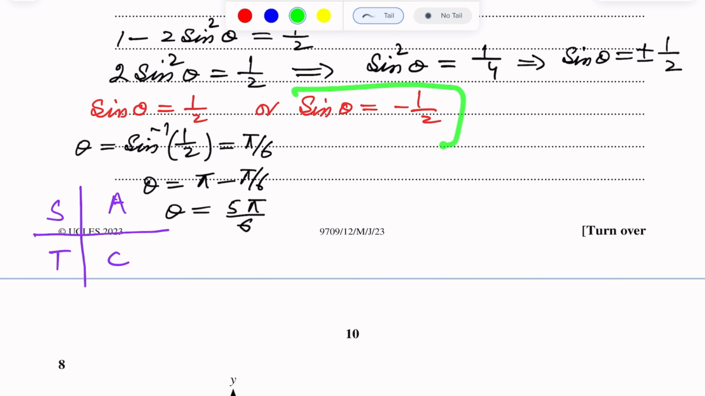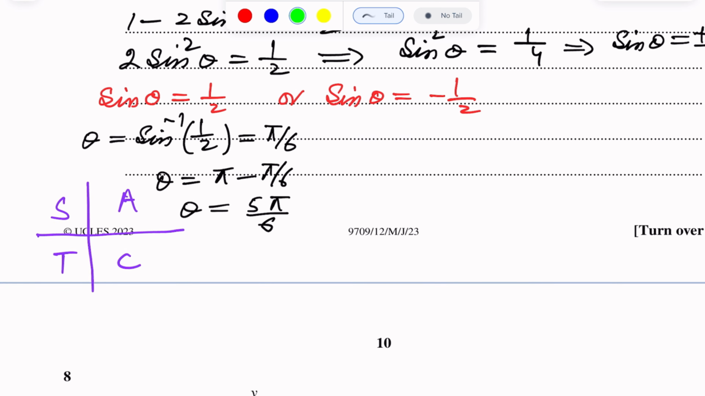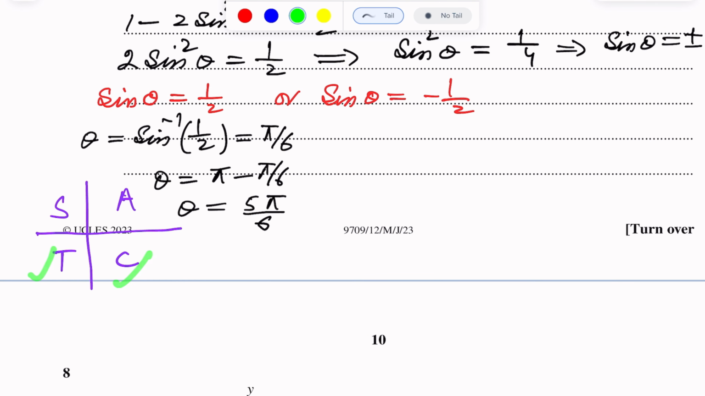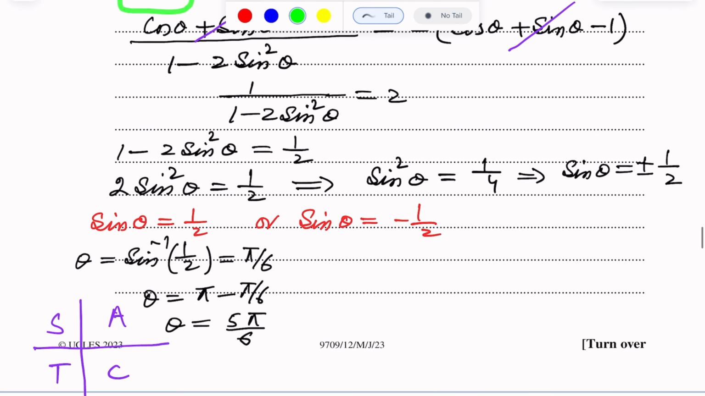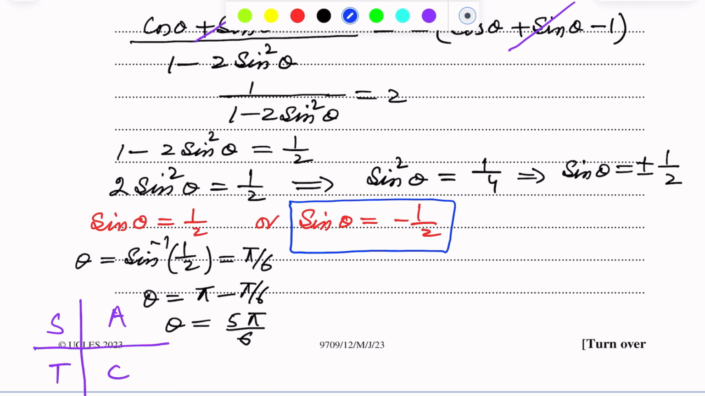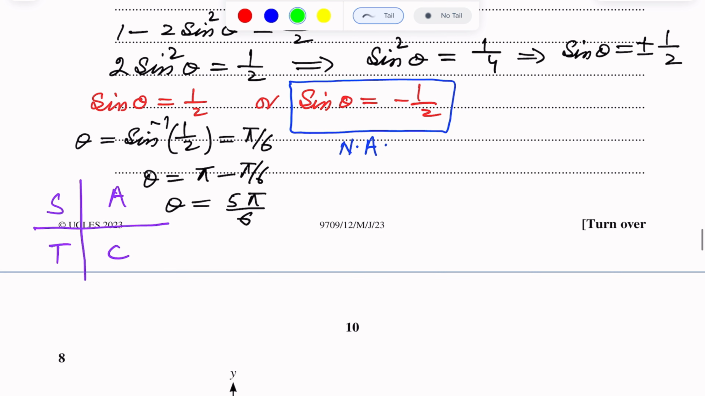And secondly, this is not applicable because sin theta is negative. Clearly sin theta is negative. Negative sin theta lies in the third quadrant and fourth quadrant, but the interval is only from 0 to pi. So this is not applicable. So the only solutions are pi by 6 and 5 pi by 6. These are two solutions.